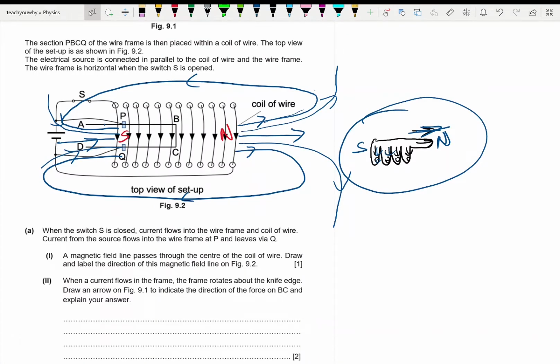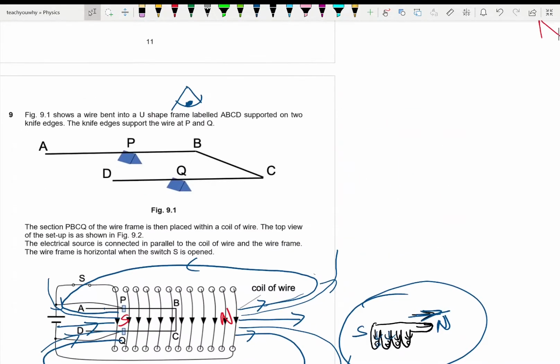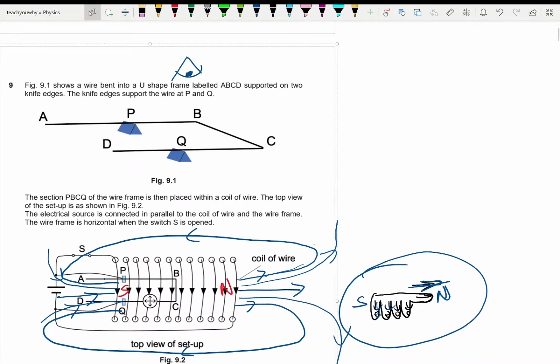When the current flows, the frame rotates about the knife edges. Draw an arrow on 9.1 to indicate the direction of the force on BC. First things first, we need to know where the current is moving. The current is moving in from this way and this way. It's entering at P and going out at Q. All right, and then what do we have?